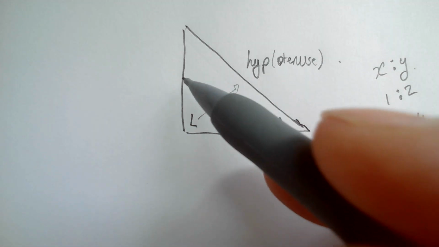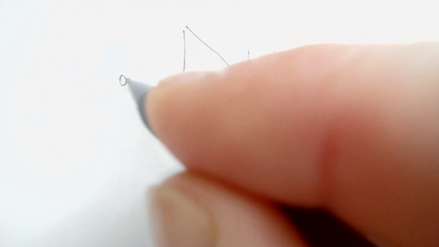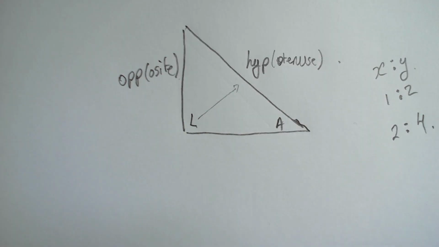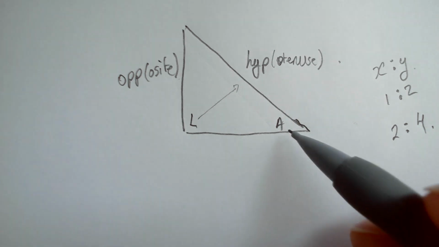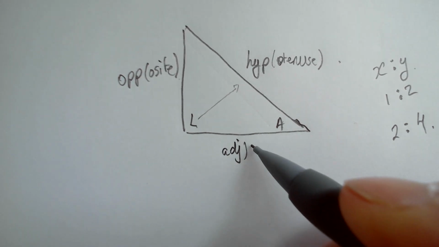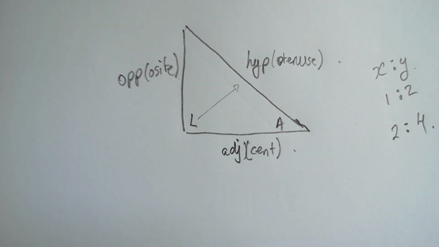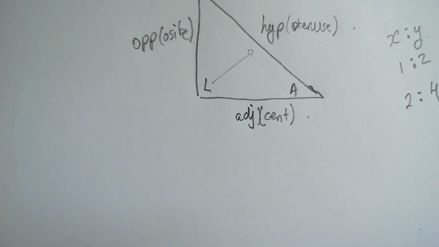And then we look at our angle A and find the side opposite that angle. We call that side the opposite side. Then we look at the side beside the angle and we call that the adjacent side. So now we have labeled our three sides: the hypotenuse, the opposite, and the adjacent.